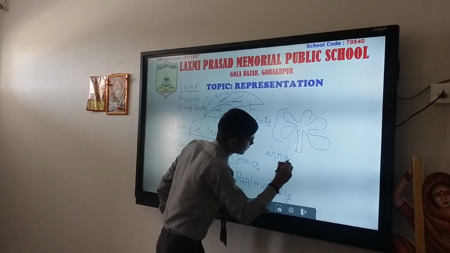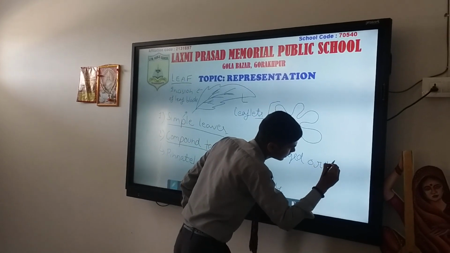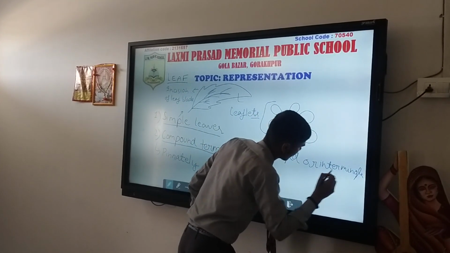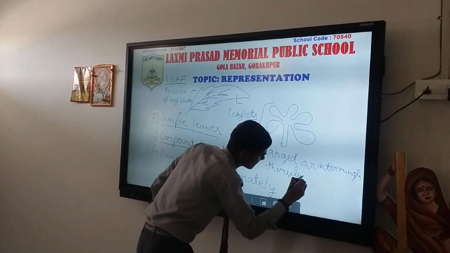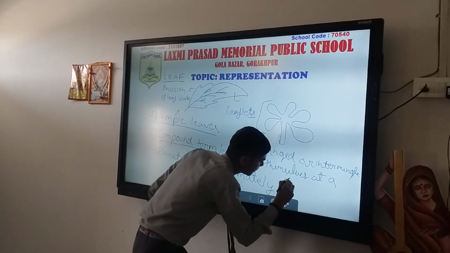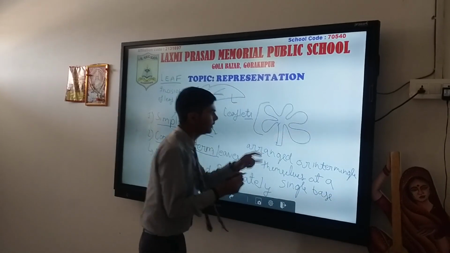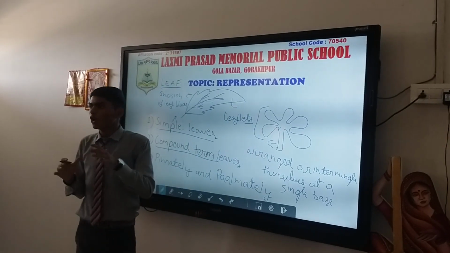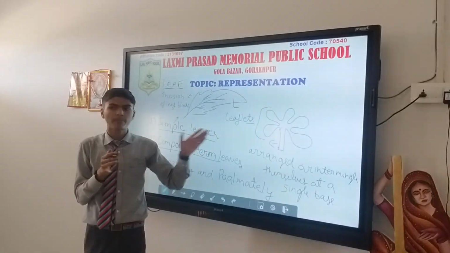So in this, all leaflets arrange or intermingle themselves at a single base. This is the base and this is the petiole. So at the tip of the petiole all the leaflets come and intermingle themselves and form the palmately compound leaves.